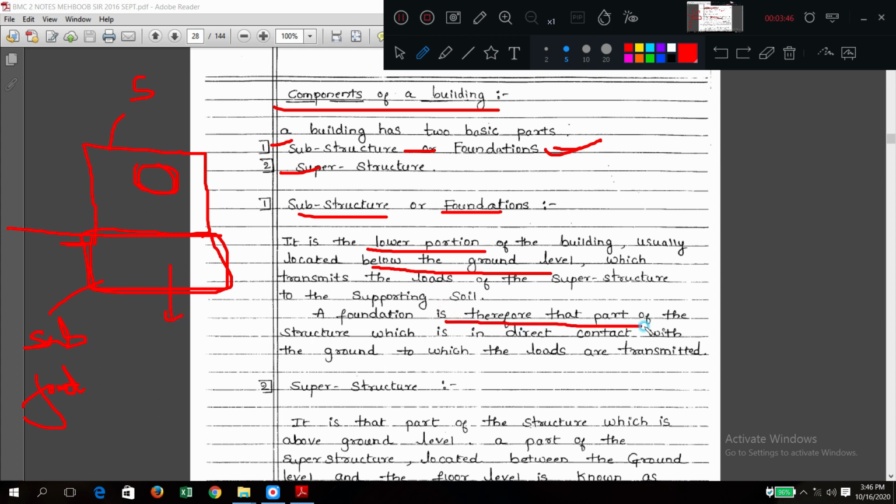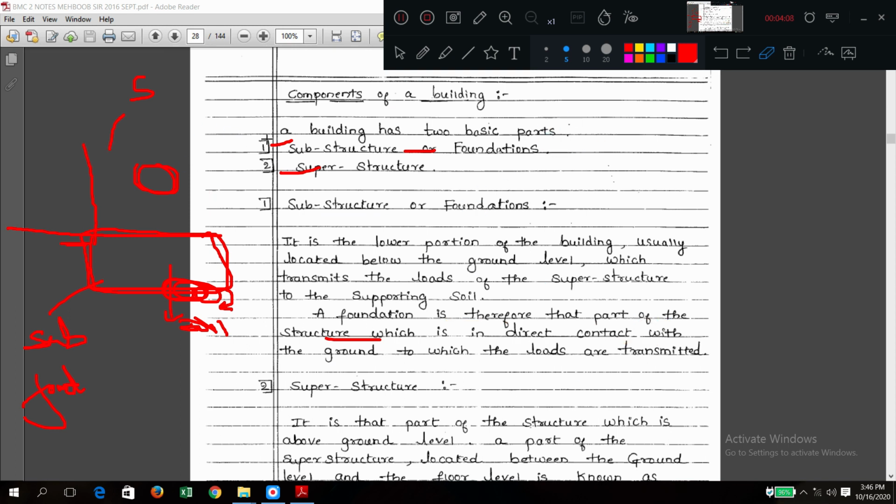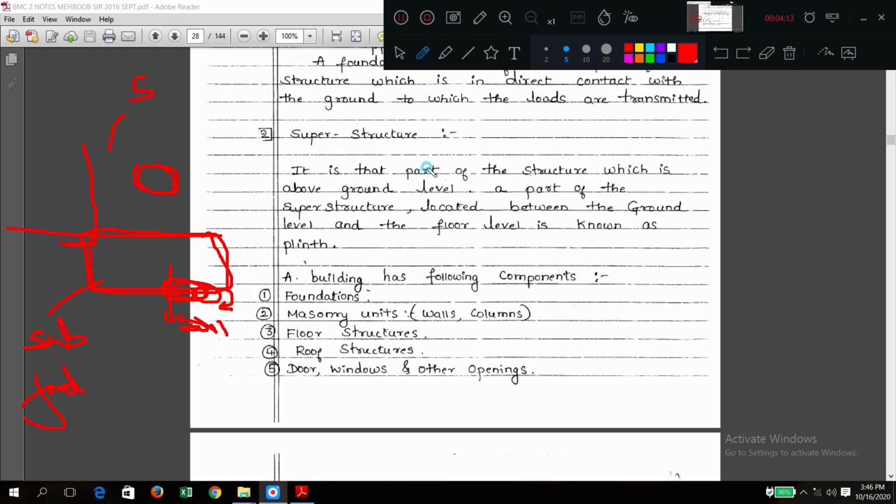A foundation is therefore the part of the structure which is in direct contact with the ground, and loads are transmitted. As simple as that. So the foundation is the part of the total building structure which is in direct contact with the soil, and loads are transmitted. Is that clear? Now when you come to the superstructure, it is the structure above the ground level, and the part of the superstructure located between ground level and floor level is known as the plinth.